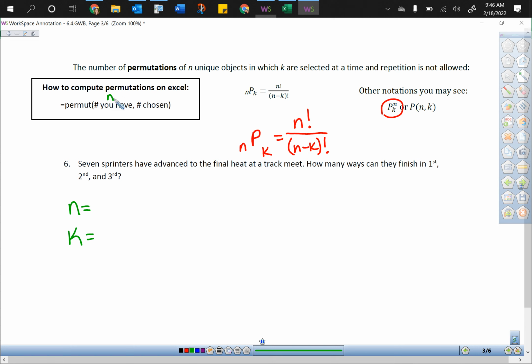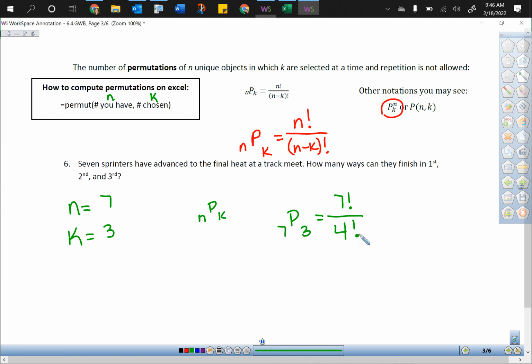How many sprinters do we have at this meet? 7. Your k value is the number that you are choosing. We have 3 different places, first, second, and third, so my k value is going to be 3. Now to find nPk, which would be 7 permutations 3, it's going to be n factorial, 7 factorial, over n minus k factorial. So I'm going to take 7 minus 3, and what's that going to give me?